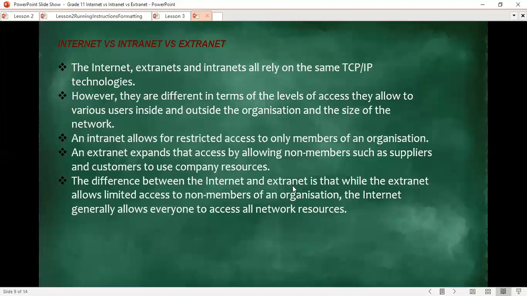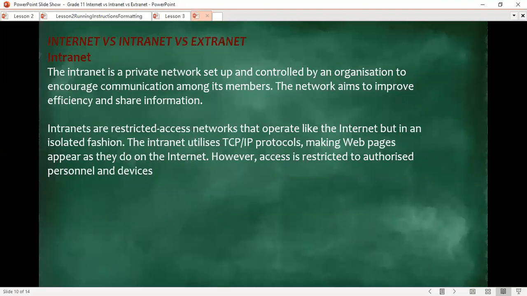And then the difference between the internet and extranet is that while the extranet allows limited access to non-members of an organization, the internet generally allows everyone to access all network resources. So right now, coming to the internet will allow everyone to access their resources. Whereas the other two, they don't allow everyone.